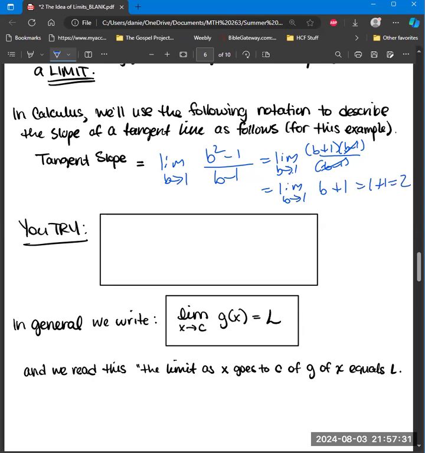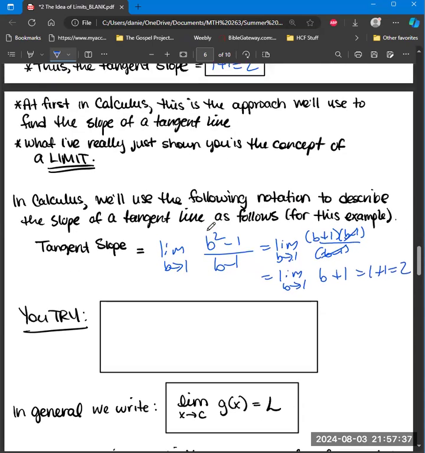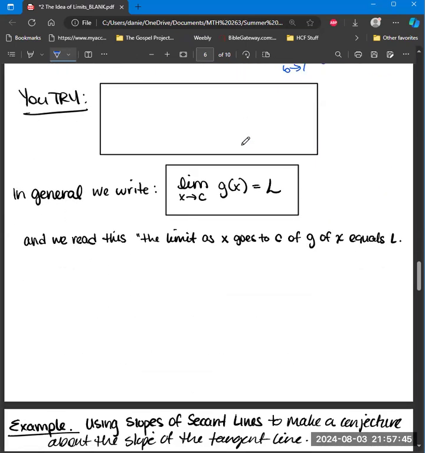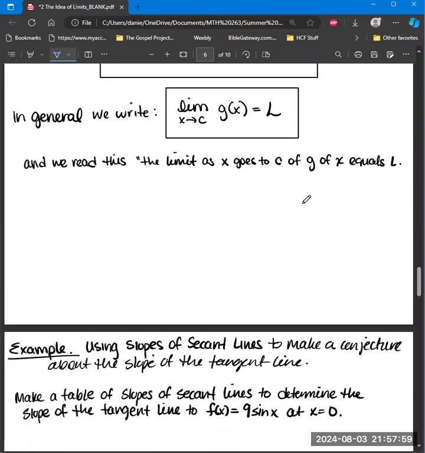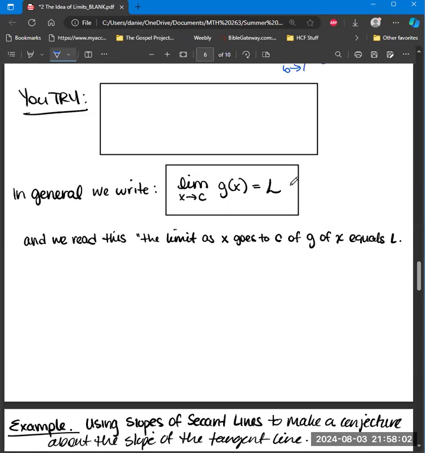So we're going to be talking about the slope of the tangent line being called a derivative here. And that's going to be our big concept in chapter 2. We just did this work right here. That's what would go in that box there with You Try. So we could also say the limit as b approaches 1 of b plus 1 equals 2.